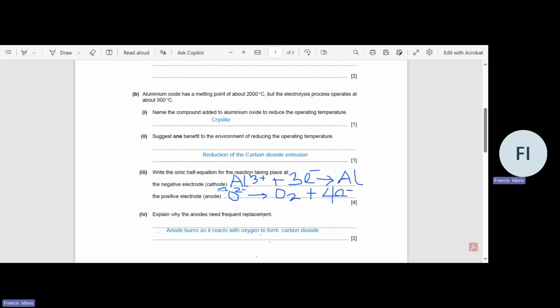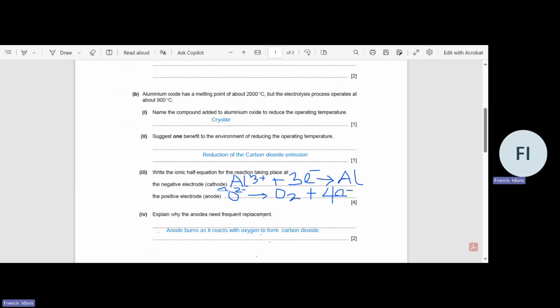Over figure 3, write the ionic equation for the reaction taking place at the electrode. The first one is the negative electrode. At the negative electrode, we attract the positive ion. And the positive ion of interest in this process is aluminium 3 plus.